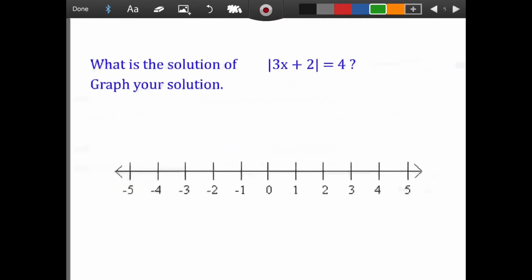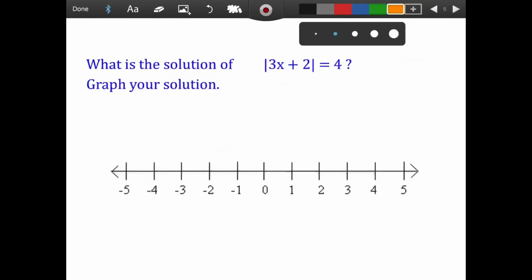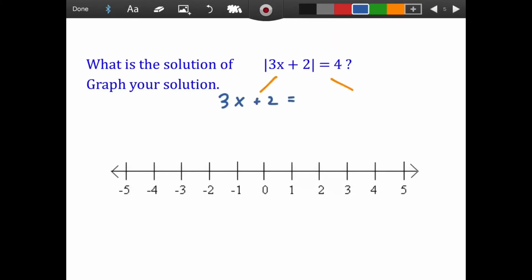So let's look at our first example. What is the solution of the absolute value of 3x plus 2 is equal to 4? And we want to graph our solution. Like I just said, we're going to have two separate solutions. So we're going to make two equations to solve for this one. The first one is going to be exactly the same as our original equation, just without the absolute value symbol. So 3x plus 2 equals 4.